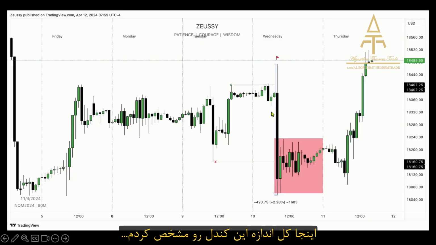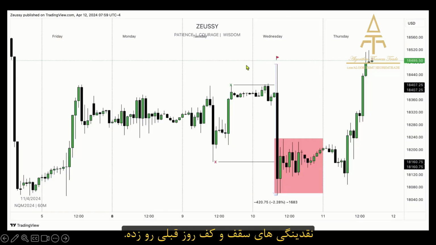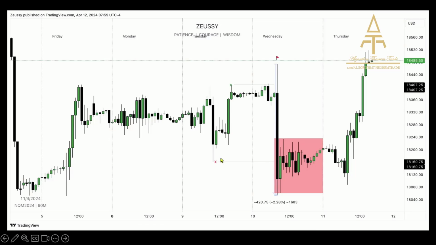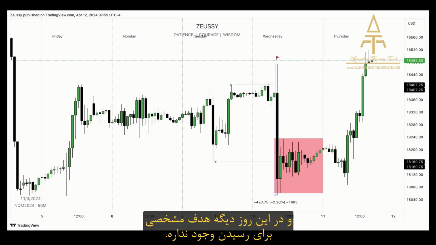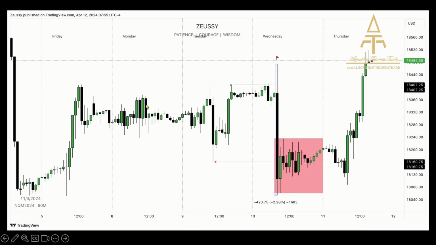What I've done here is I've annotated the whole range and the whole size of this candle. Look at that size. One candle. Insane. It takes out buy side liquidity above the previous day high, and it takes out sell side liquidity below the previous day low. There's no real higher time frame objective that the market could potentially reach into for that day yet. And therefore, this whole red box can be avoided just like Monday's delivery.